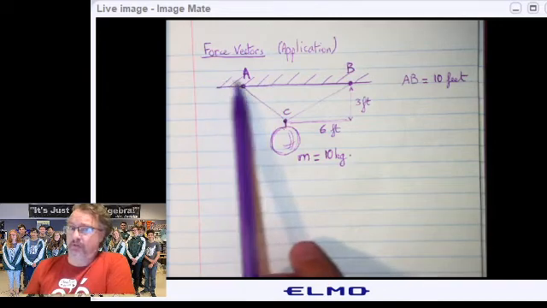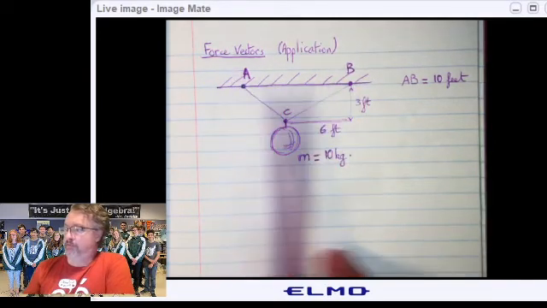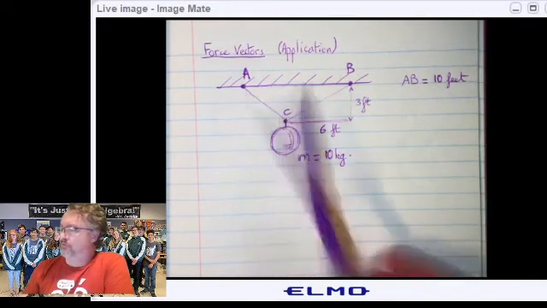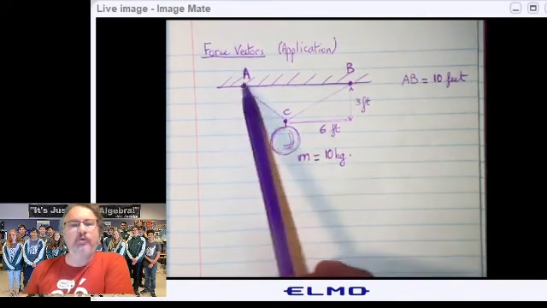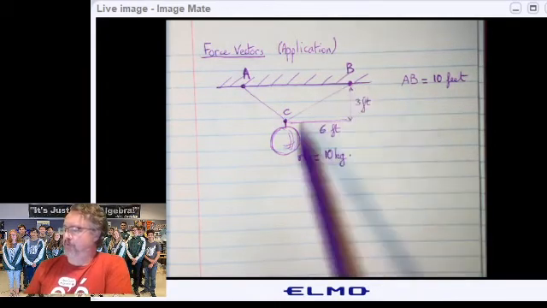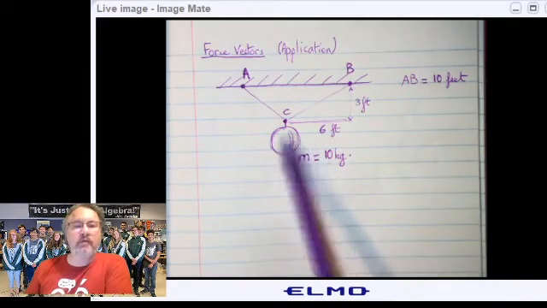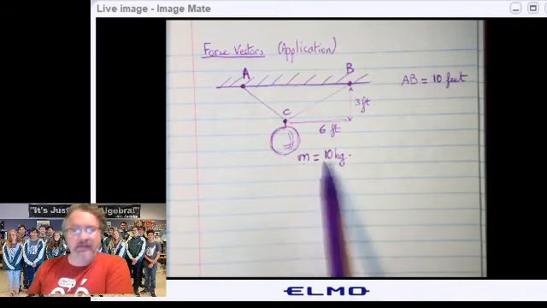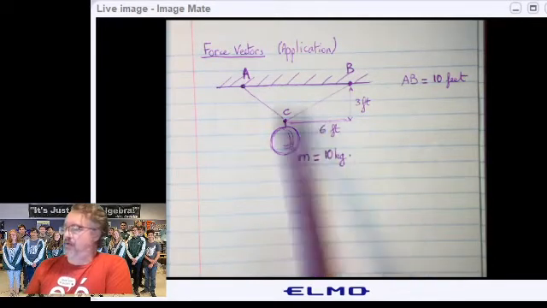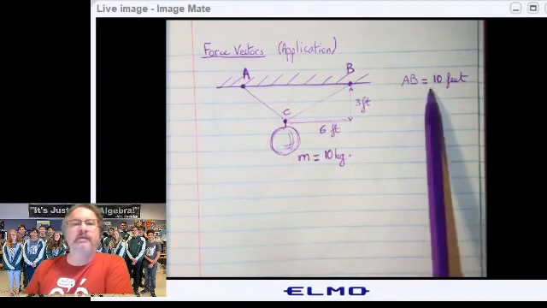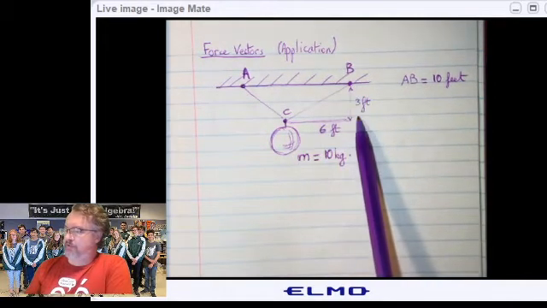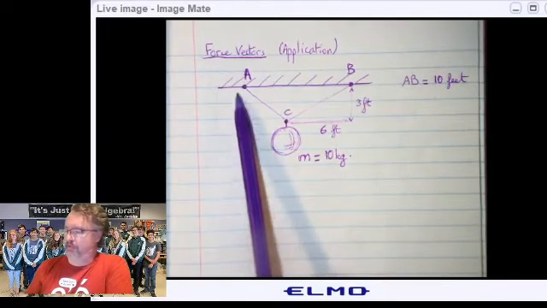So right here we have the ceiling of a room, and on that ceiling I anchored two cables at point A and at point B, and I have a big disco ball right here with an anchor at point C. The mass of that disco ball is 10 kilograms. The horizontal distance between A and B is 10 feet. The vertical distance between A and C is 3 feet, therefore it's also the vertical distance between B and C.